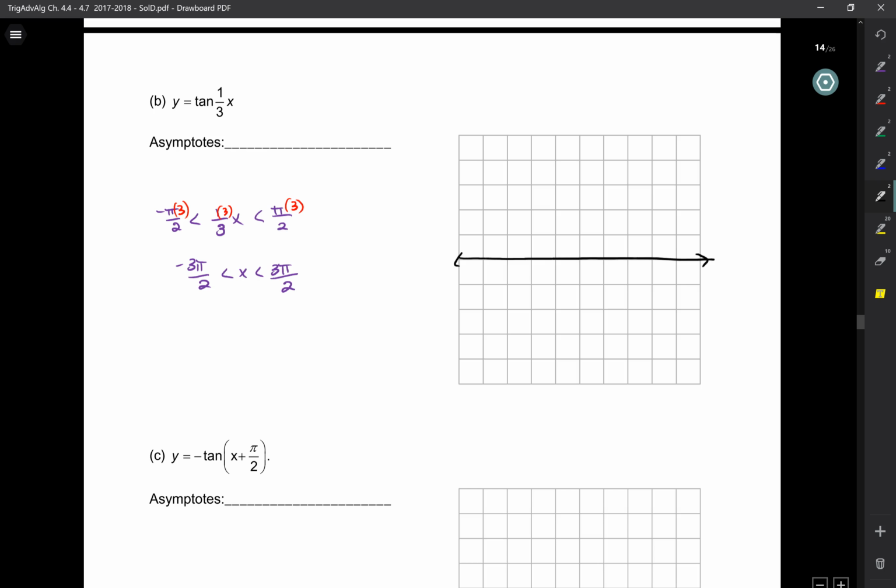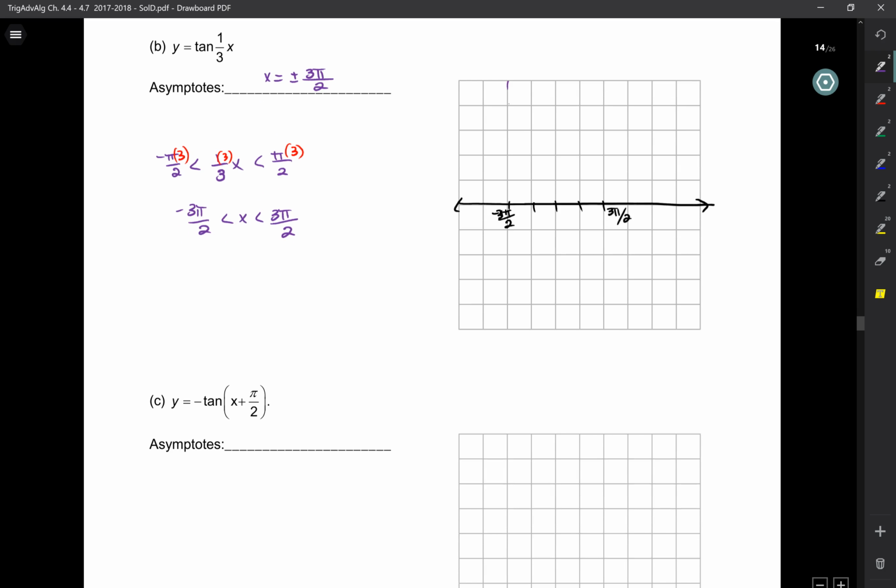All right, now let me show you a little bit of notation. Here, when I ask you for the asymptotes, if it's the same number, just plus or minus, rather than saying x equals negative 3 pi over 2, x equals positive 3 pi over 2, write x equals plus or minus 3 pi over 2. Okay? All right, asymptotes.